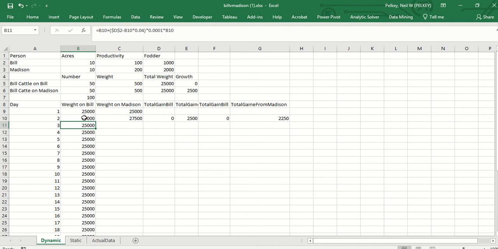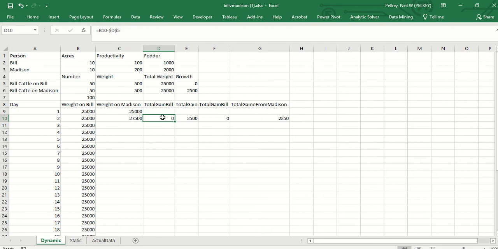And because they don't gain any weight on Bill's land at 50, they stay at 2,500. So in Madison's land, in the first stage, they gain the weight, and they move down. And so here it's just the one, and this one is the same equation as before, except we're using the weight on Madison's land. And you see we're using the same equation. They do actually grow a bit.